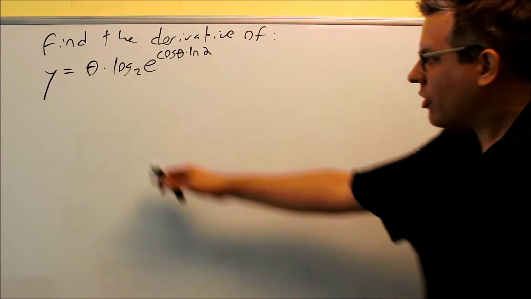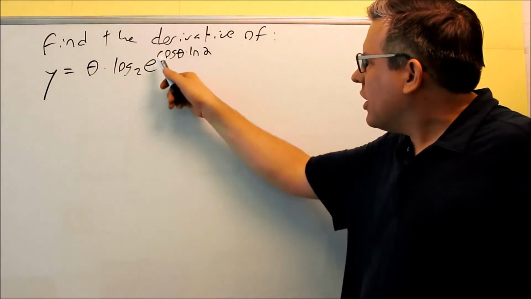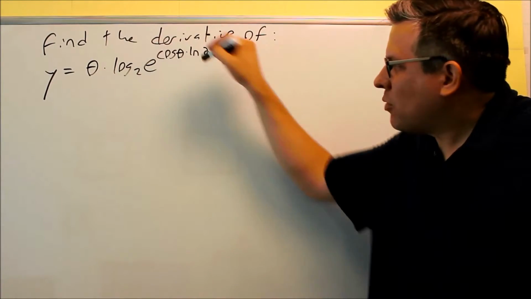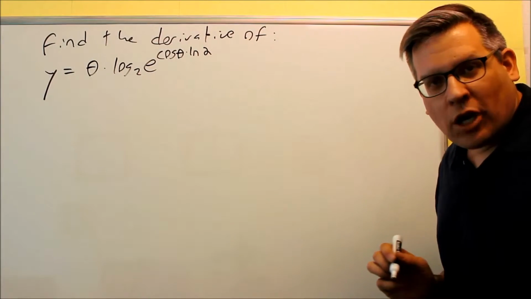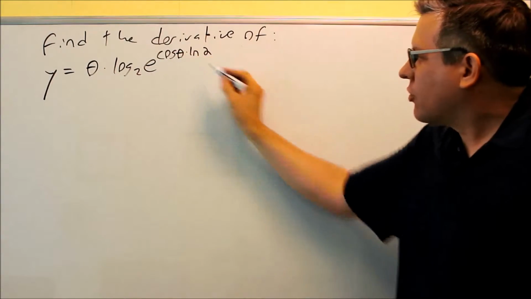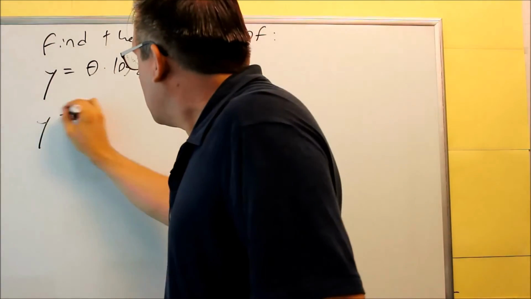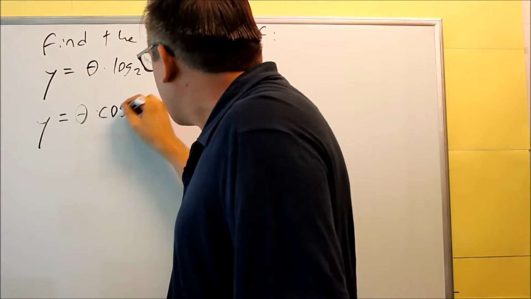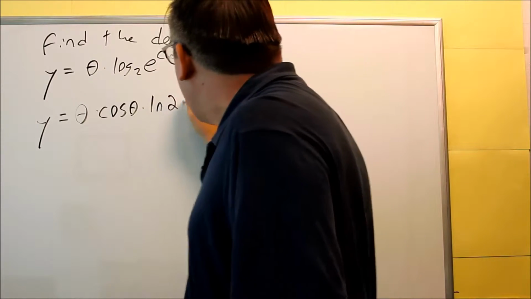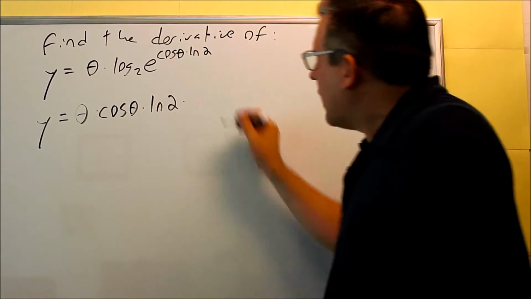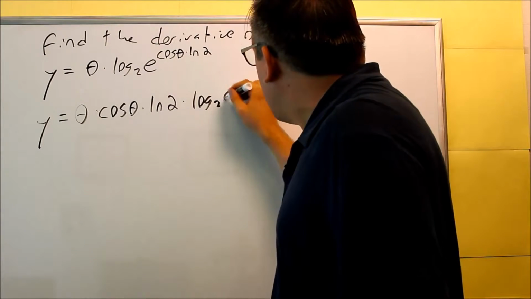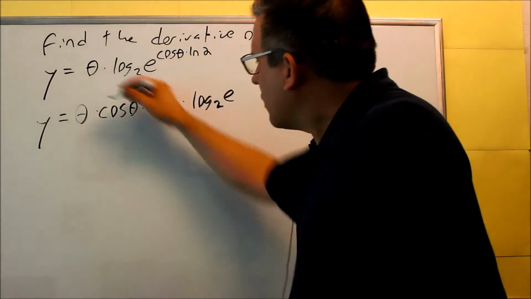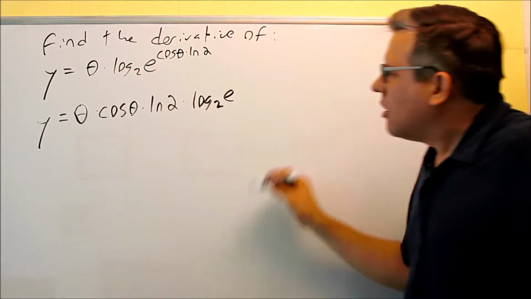We're going to find the derivative of theta, and then we have log base 2 of e, and then you have all this. Let's do some properties first. We can make this problem a lot easier by applying log properties. First thing is we're going to take this whole thing, move it down front. So I have theta that's already there, but I'll multiply it by cosine theta and then times ln 2, and then I have a log base 2 of e left over. Okay, so that's the first thing. I was able to bring all that down.